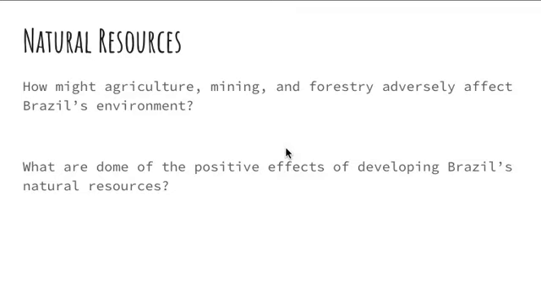So how might agriculture, mining, and forestry adversely affect Brazil's environment? In the form of agriculture, if this is a place where the rainforest naturally exists, in order to turn it into a place where you can have agriculture, you've got to cut down the trees. So that's deforestation, both in the form of agriculture and the forestry industry. Forestry industry in terms of cutting down all the trees versus cutting down some and then having a selection that you cut down in a kind of cyclical pattern. Mining obviously tears up the ground and can cause different types of issues.